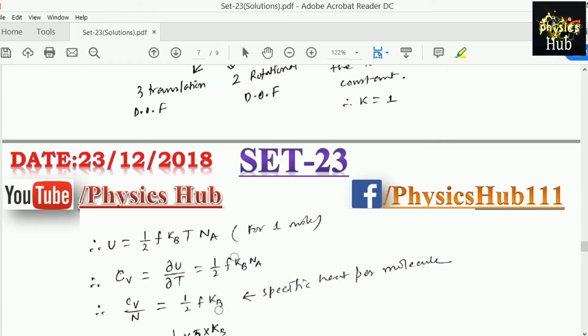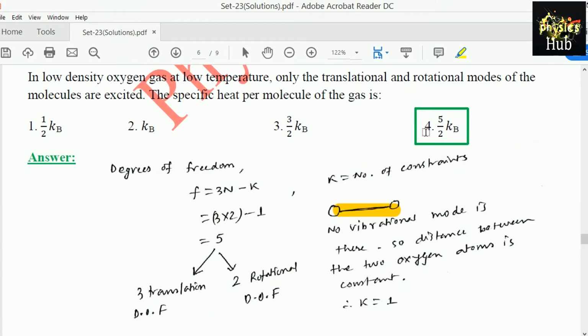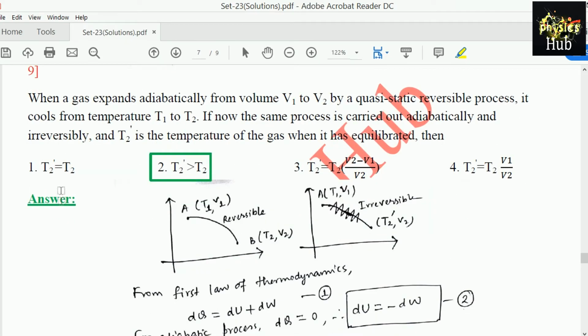Now if we got 5 by 2 kB, so it is matching with option 4. So option 4 is the correct option. Now moving to question number 9.